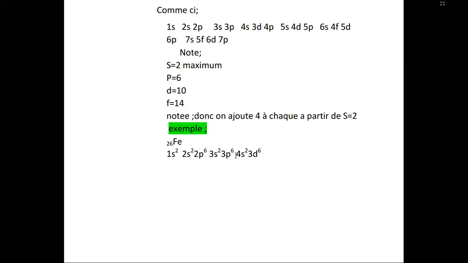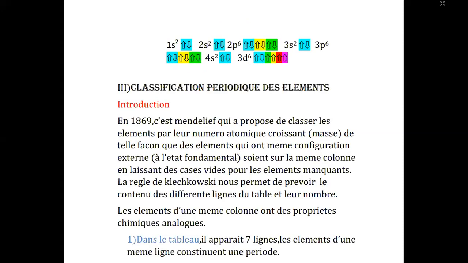So in terms of a cut, you just write up, down, up, down. For 1s2 is up, down. For 2s2, up, down. For 2p6, up, up, up, down, down, down. For 3s2, up, down. 3p6, up, up, up, down, down, down. And 4s2, up, down.